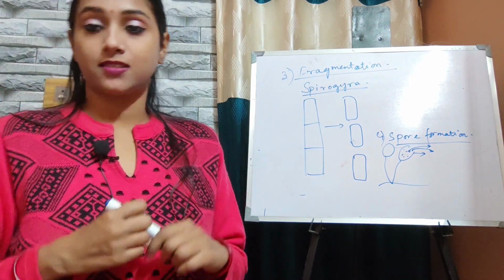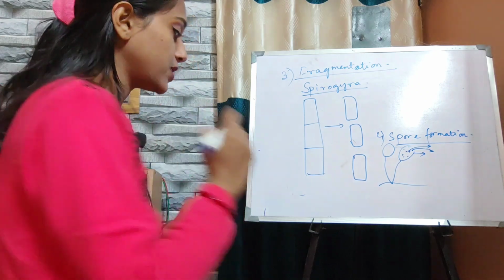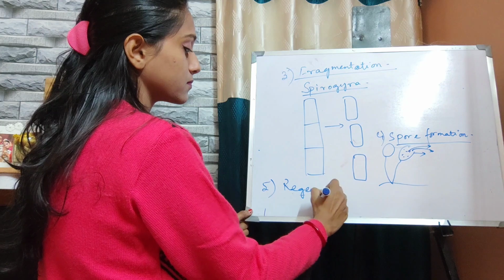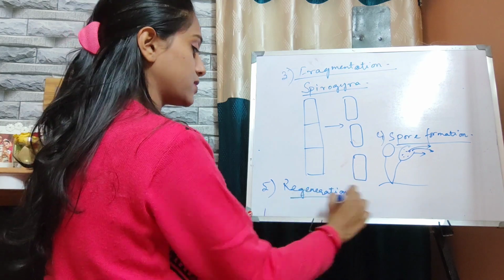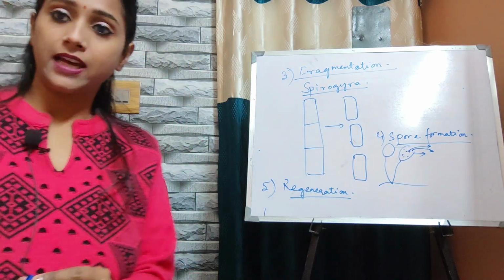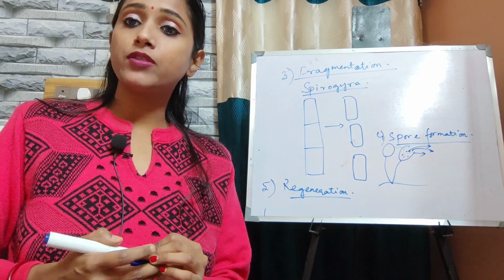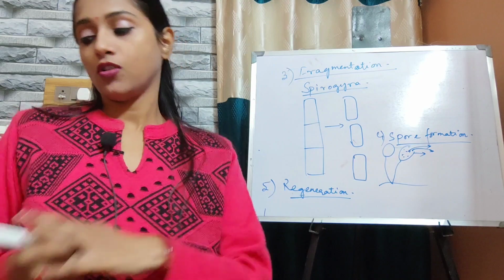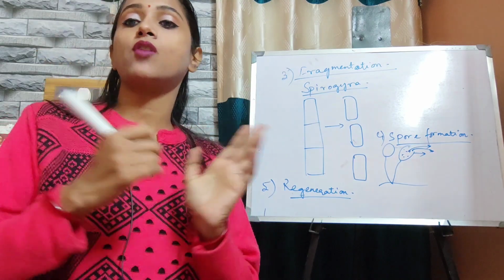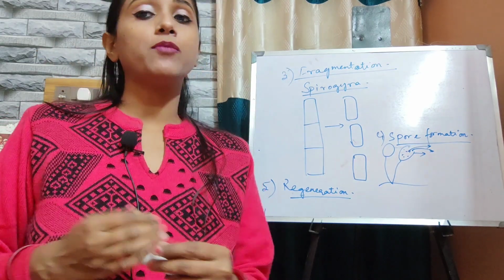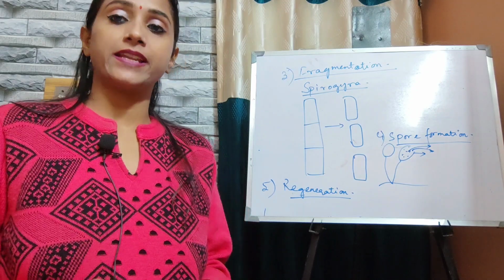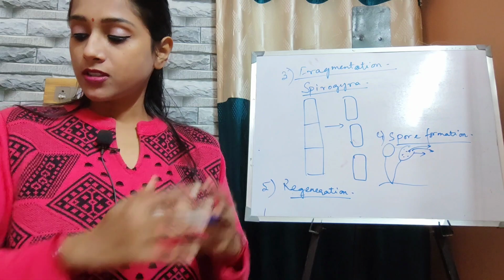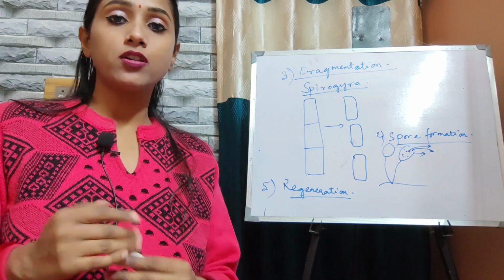The last one is regeneration. Regeneration is found in planaria. Regeneration means regenerating an organ, or from an organ generating an entire organism. So this planaria is also broken down into several parts. From each of the parts, a new planaria can be formed. This is regeneration. Okay, so these are the types of asexual reproduction.